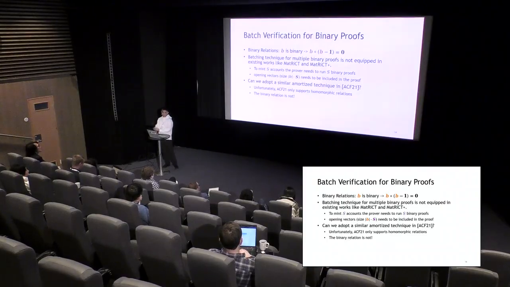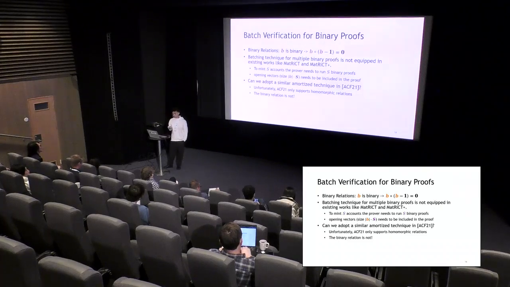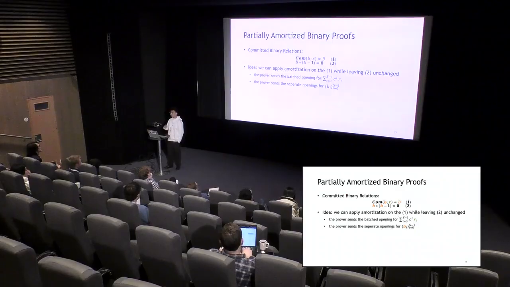So our target is, can we adopt a similar amortization technique, first introduced in ACF 21? The amortization technique allows the prover to prove multiple witnesses under the same relation with the cost of only one. Okay, but unfortunately, the amortization in ACF 21 only supports a homomorphic relation. But you can see that our binary relations are not homomorphic. But there is still some space for us to improve.